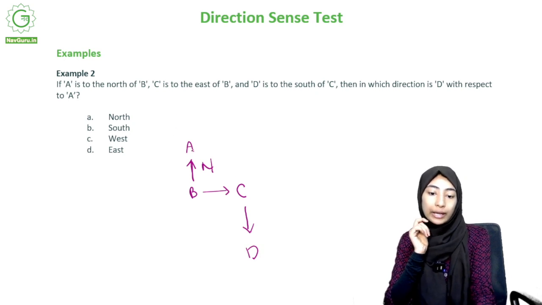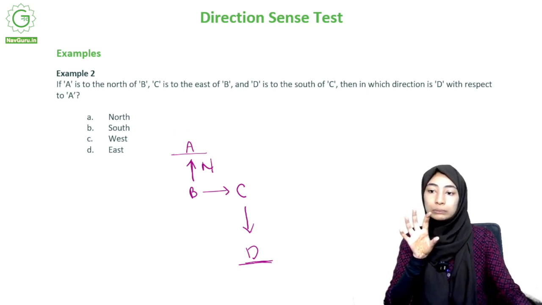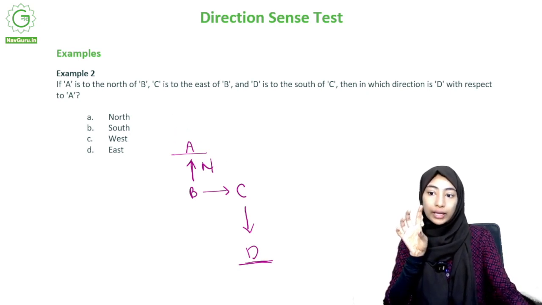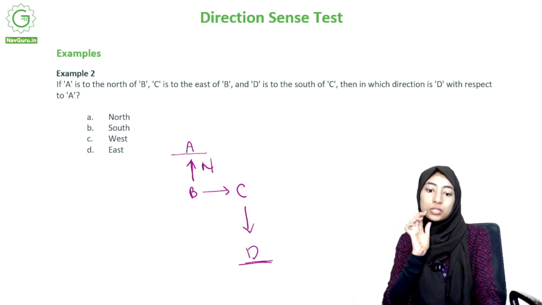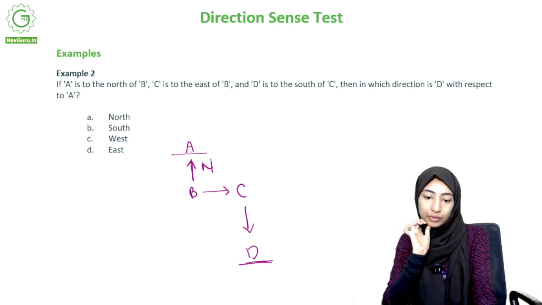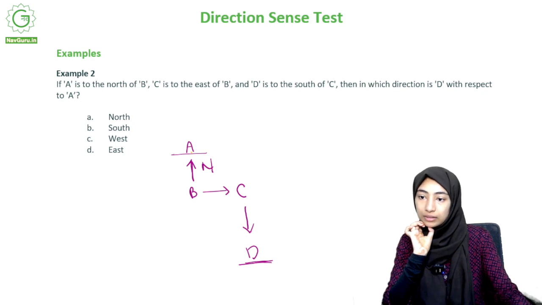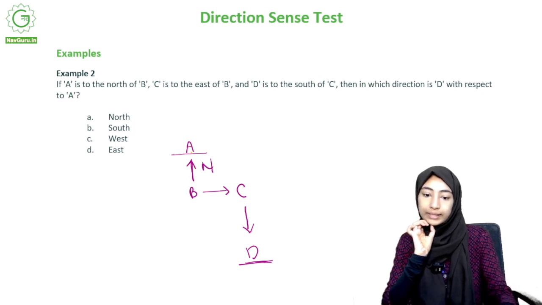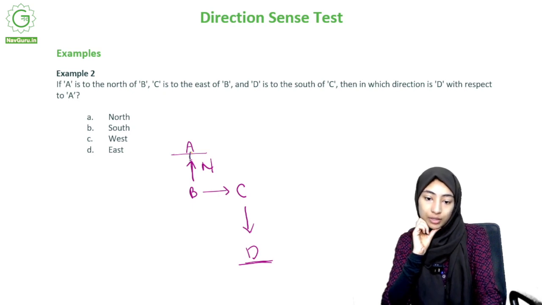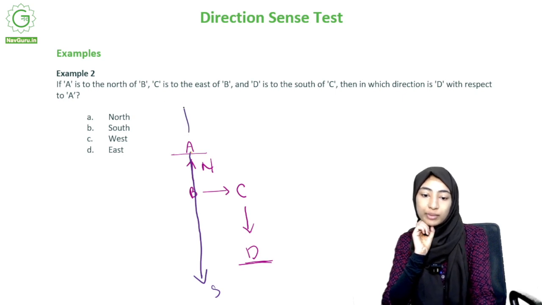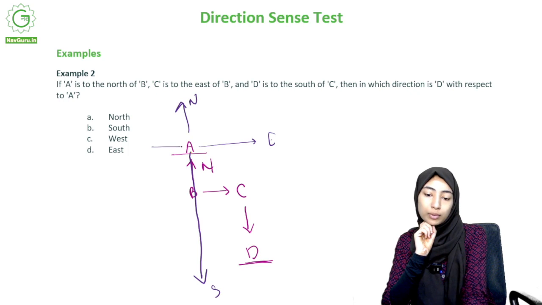So this is your A, this is your D. Which direction is it? So here, now just draw the cardinal directions for A. If you draw the cardinal directions for A, it's going to be something like, one second. I'll take indigo. This is going to be south, this is going to be north, this is going to be east, this is going to be west.